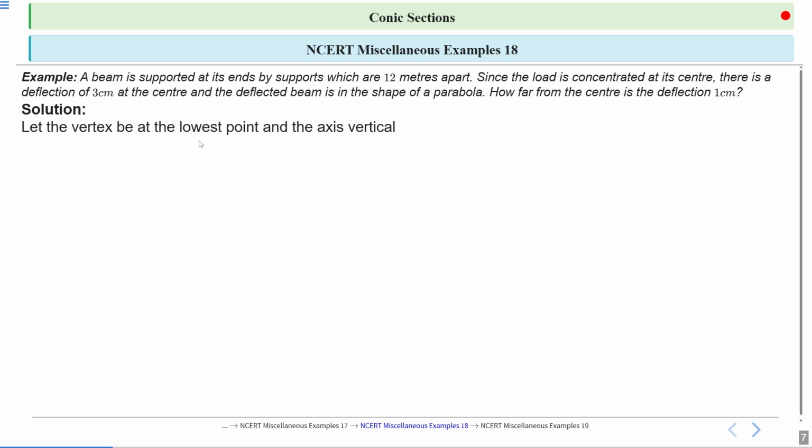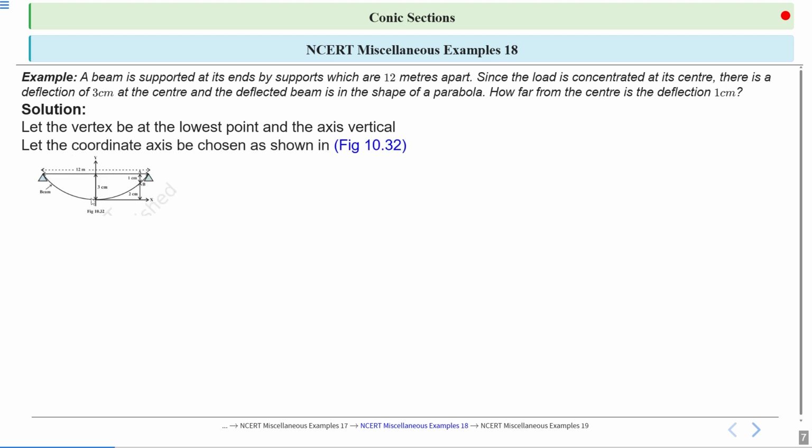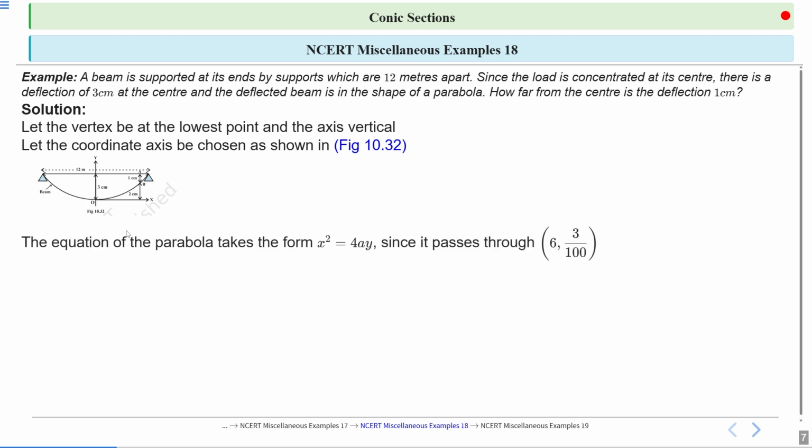So let the vertex be at the lowest point and the axis vertical. Let the coordinate axis be chosen as shown in figure 10.32. Okay, so the coordinate axis be chosen like this, that is shown in this figure. The equation of the parabola takes the form x square is equal to 4ay. Why? Because the parabola is opening upwards since it passes through the point (6, 3/100). So we have 6 square is equal to 4 times a into 3/100.